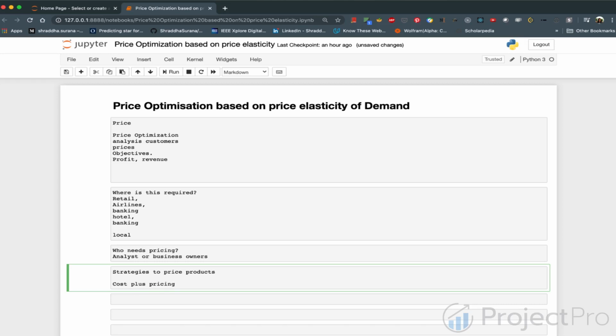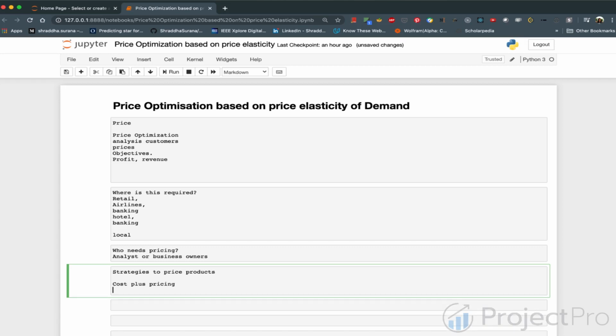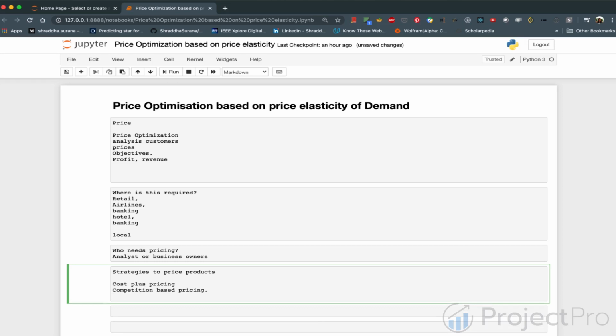You would decide this based on your total procurement price, the maintenance price, the production price, everything. Whatever is the total cost for you, you will add some percentage to it and that would be your cost plus pricing. Then there's competition based pricing. This is based on what prices your competitors are pricing the products at. You may have a strategy that, okay, I want to be the cheapest in the surrounding area, so I will always price my products 1 or 2% less than what my competition is pricing.